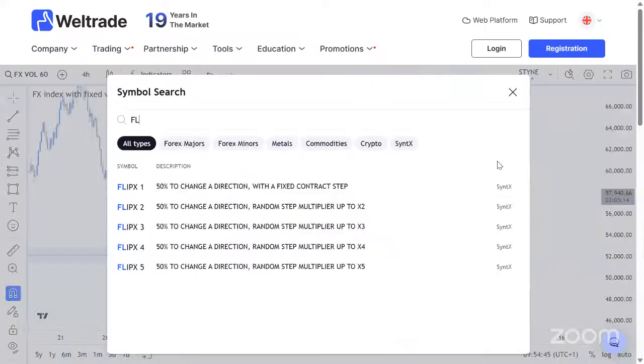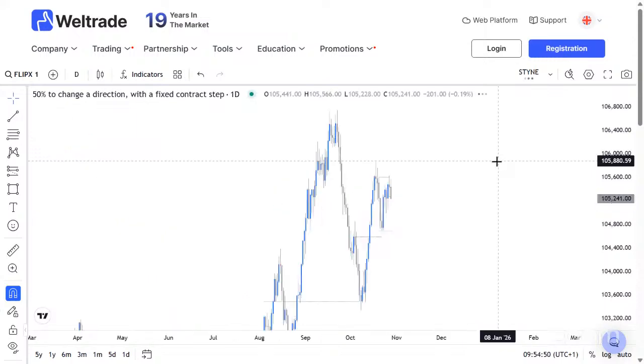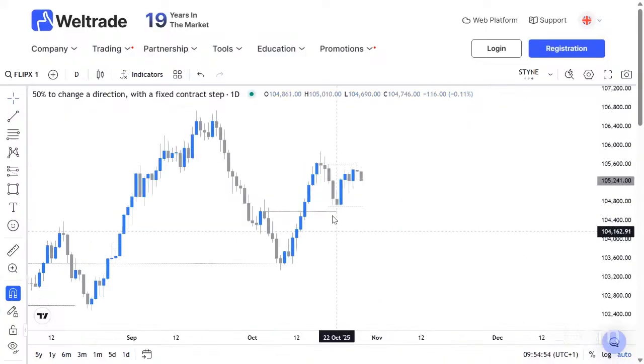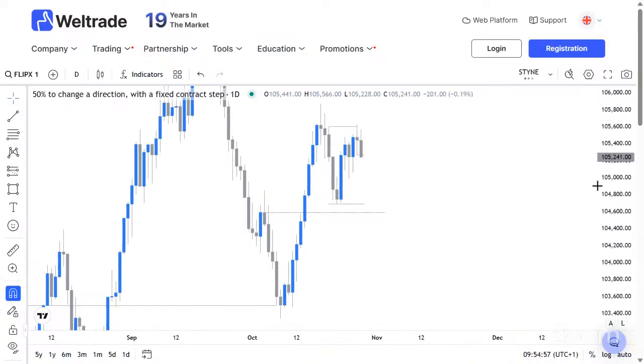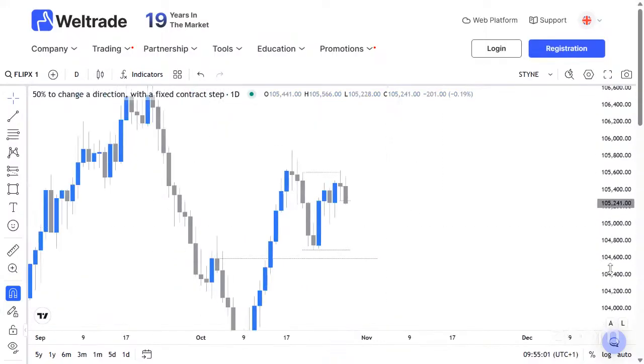Flip X1. Do I have anything for Flip X1? Okay, the X1 is trying to retrace. It's trying to retrace into this discounted price. So this is serving as liquidity. It's trying to retrace.